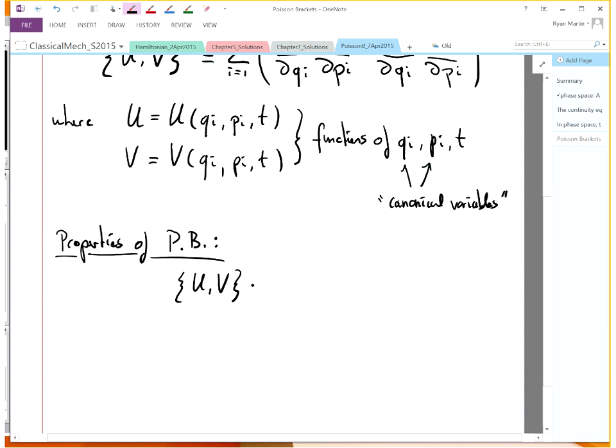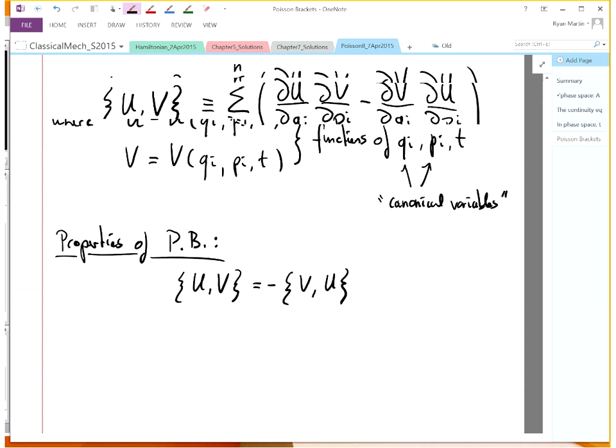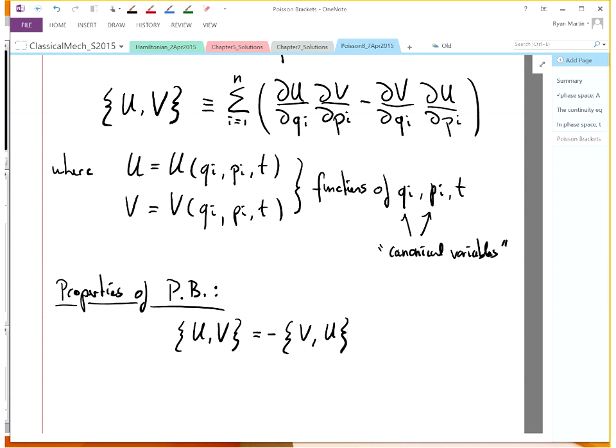So for example, the Poisson bracket of U and V is equal to minus the Poisson bracket of V with U. So the Poisson bracket, you could say it doesn't commute. It matters the order that you take it in. So U comma V is not the same as V comma U. That's not so difficult to prove, because we have the definition right there. It's pretty obvious that if you switch U and V, you're going to get the negative of what you had.